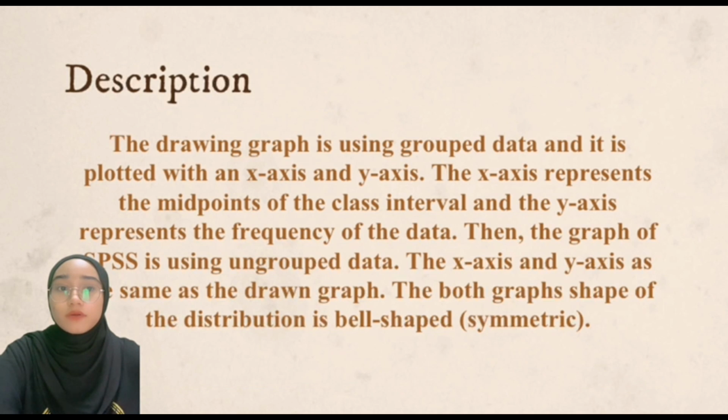The drawn graph is using grouped data and it is plotted with an x-axis and y-axis. The x-axis represents the midpoint of the class interval and the y-axis represents the frequency of the data. Then the graph of SPSS is using ungrouped data. The x-axis and y-axis are the same as the drawn graph. Both graphs show that the shape of the distribution is bell shaped.